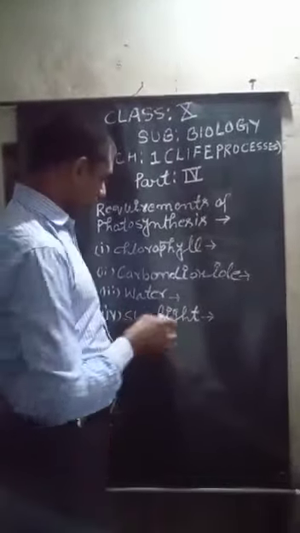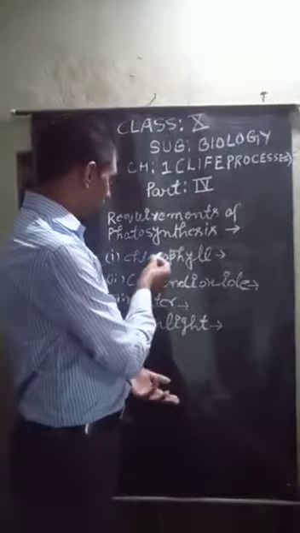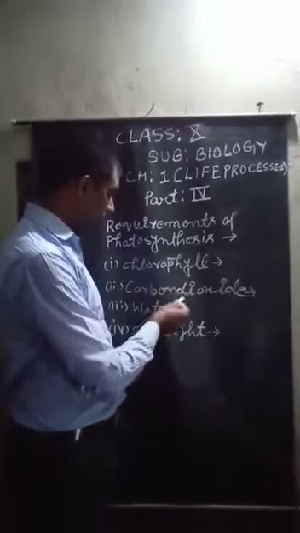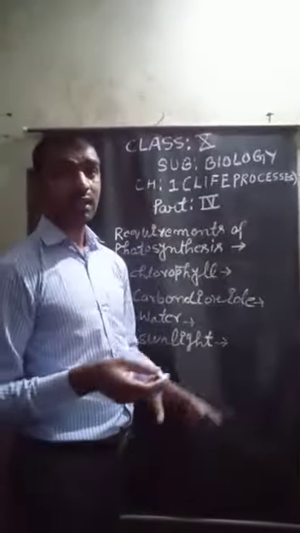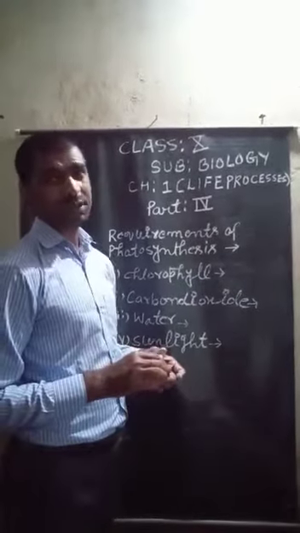So, this is sunlight, and I have explained to all of you chlorophyll, carbon dioxide, water and sunlight. I hope that you understand very well, and so this much is enough.